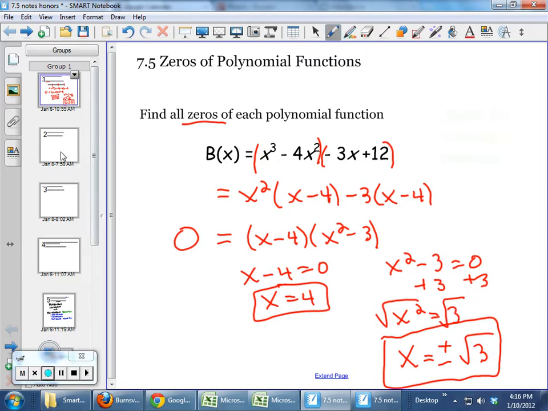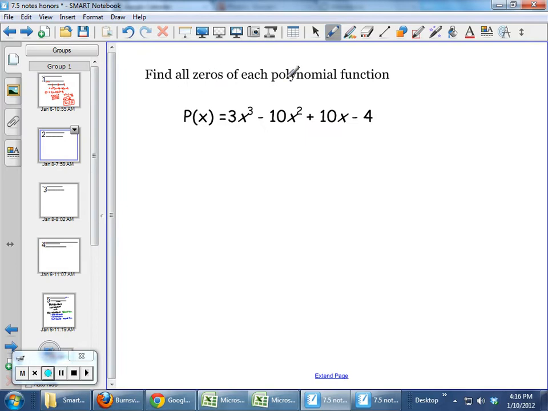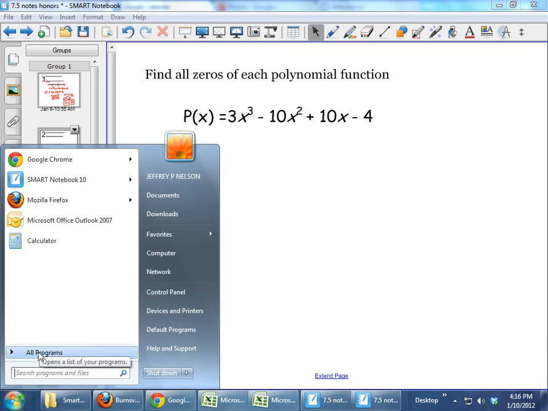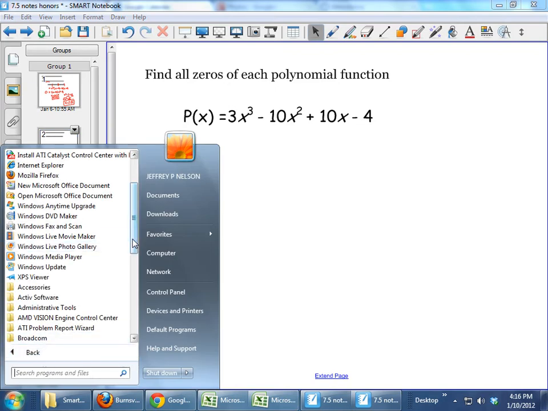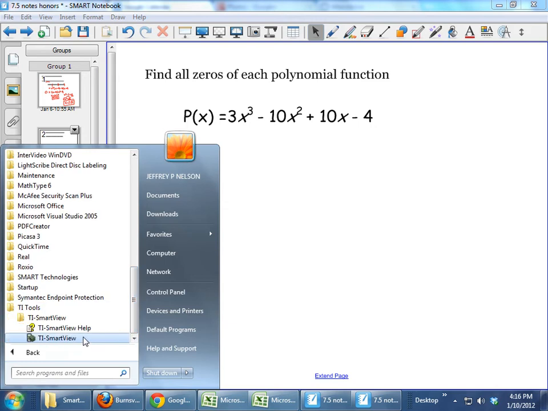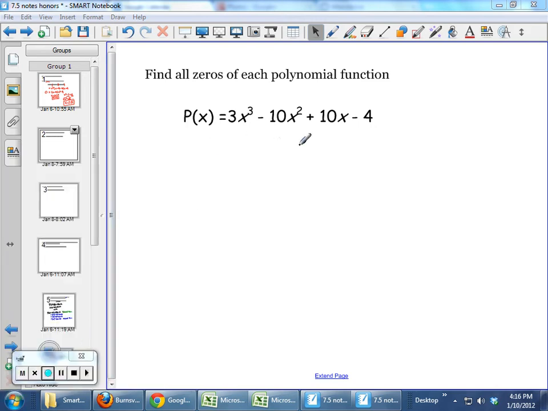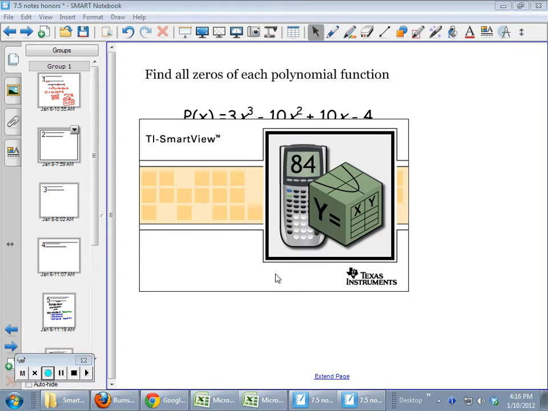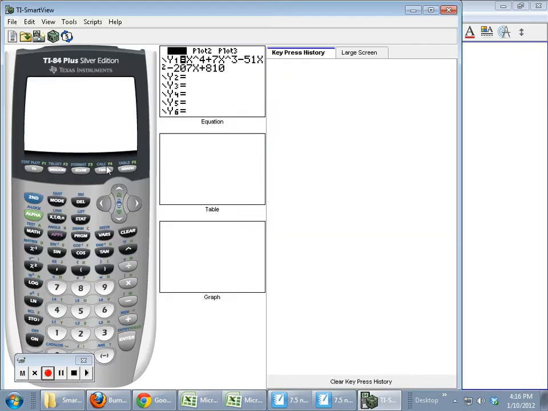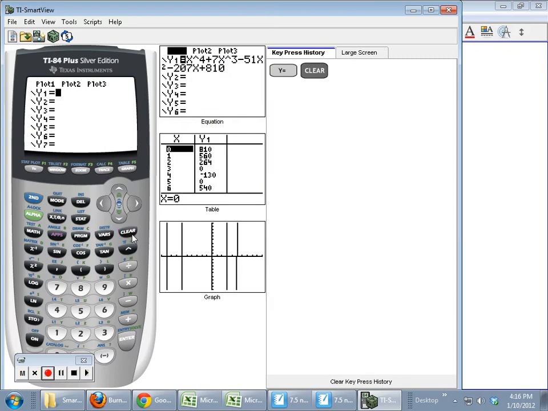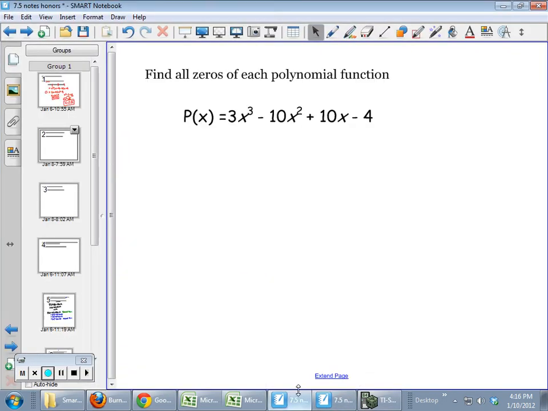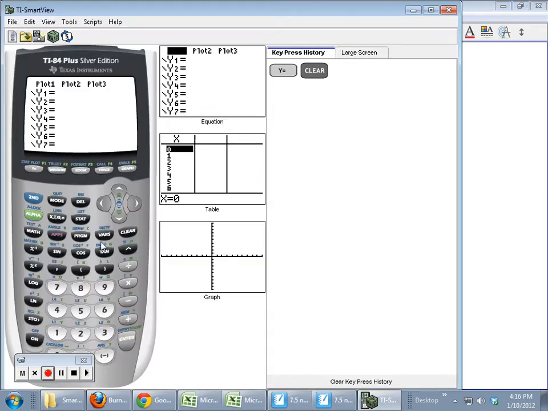Okay. Next practice problem. This one says find all the zeros of this polynomial. So this one is not going to factor by grouping. I can already tell you can't pull out anything here. So I'm going to have to bust out the calculator. So I'll get out my graphing calculator, and I'm going to type this into my y equals. Oops, wrong one. So it's 3x to the third minus 10x squared plus 10x minus 4.